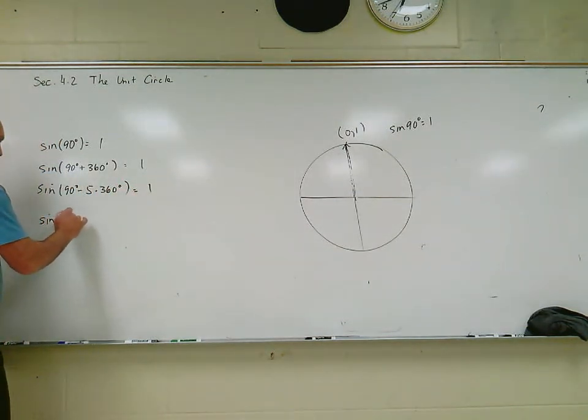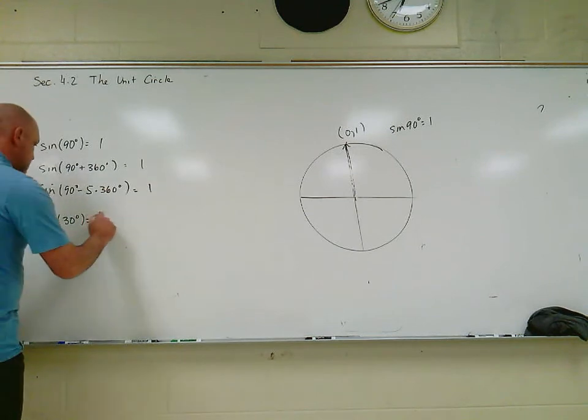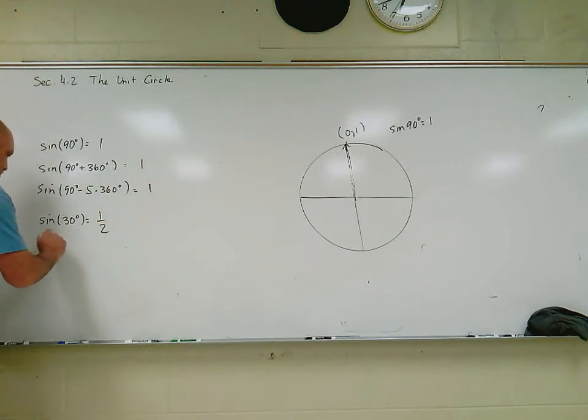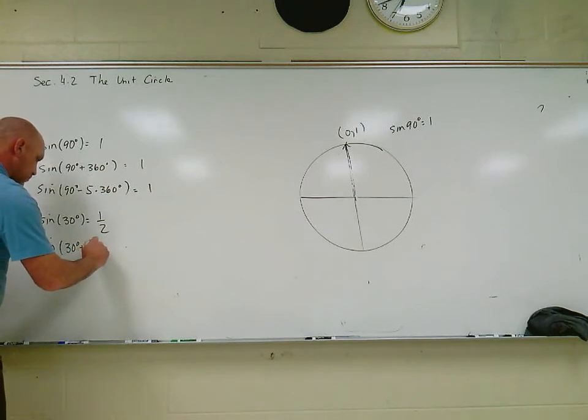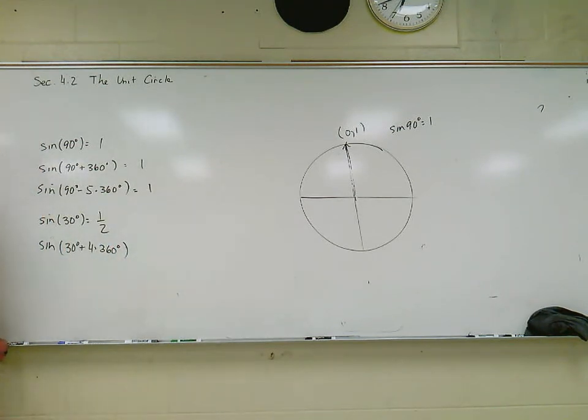Sine of 30 degrees we know is what? Hopefully by now you're memorizing this one. 1/2, very good. So if I do sine of 30 degrees plus 4 revolutions, should I still get 1/2? What's the thinking behind that? You're ending up at the same spot.